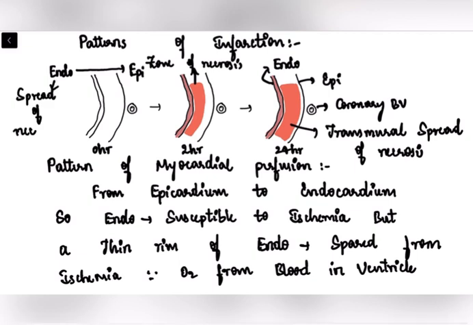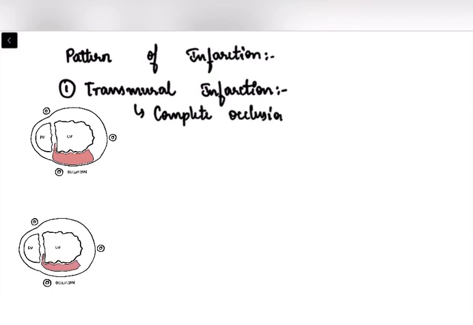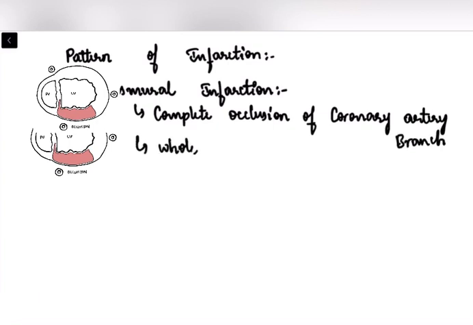So now let's discuss the actual patterns of myocardial infarction. One is transmural infarction. This is due to complete occlusion of one of the coronary arteries. Complete occlusion. The word complete occlusion is important. This leads to whole muscle wall thickness involvement. That is, the whole muscle wall of the heart is involved in the infarction. That leads to ST segment elevated myocardial infarction.